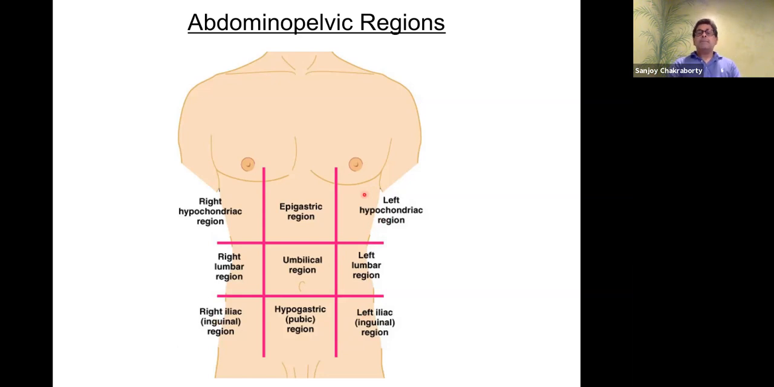And on the top, finally, hypochondriac. I'm explaining each word so that will help you to memorize this. So you have to draw that at home. You have to write down those names a couple of times, then only you can memorize this.